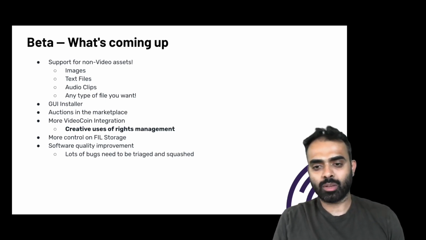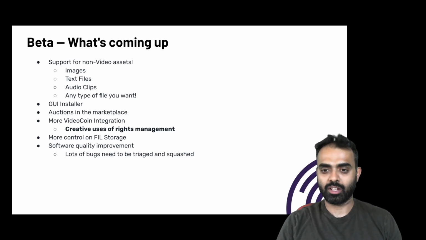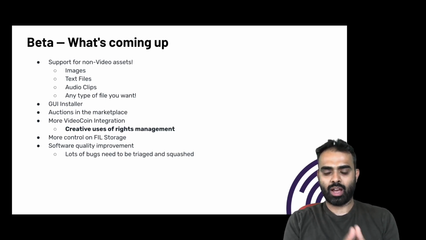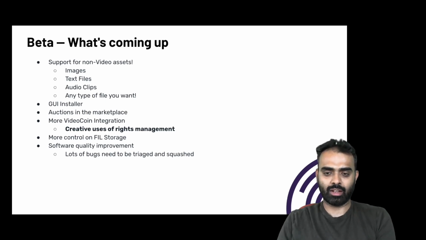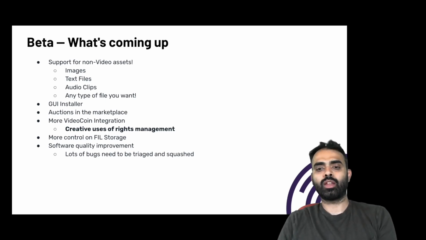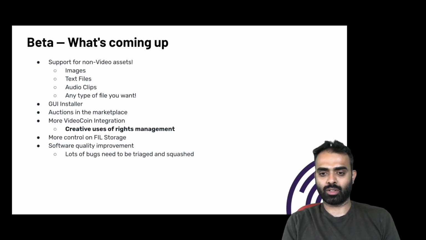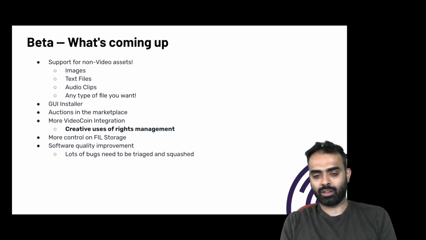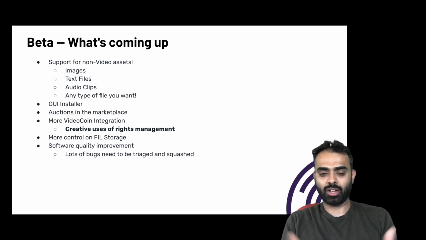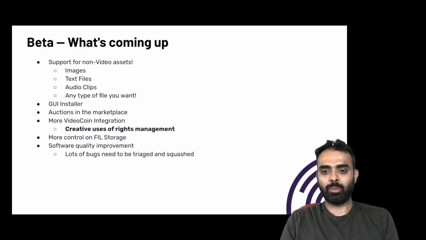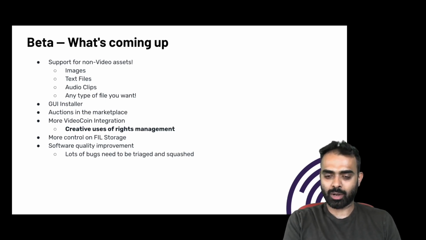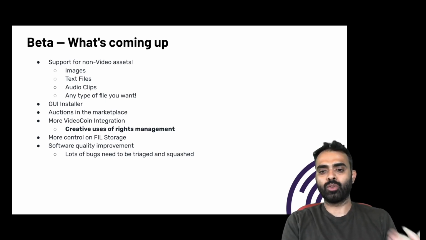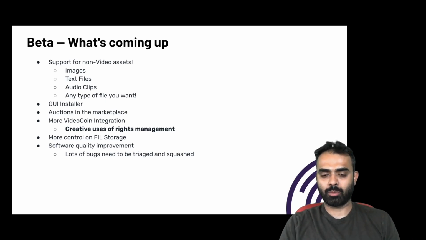Also, we want to support more creative uses of rights management. Like for example, let's say you have an NFT that you sold, and then that NFT gets sold multiple times. You can make modifications to the smart contract so that the chain of sale, everybody in the sale, for example, can get royalties for the sale. So those are modifications that you can make to the smart contract yourself through creative uses of the rights management protocol that we've shown.